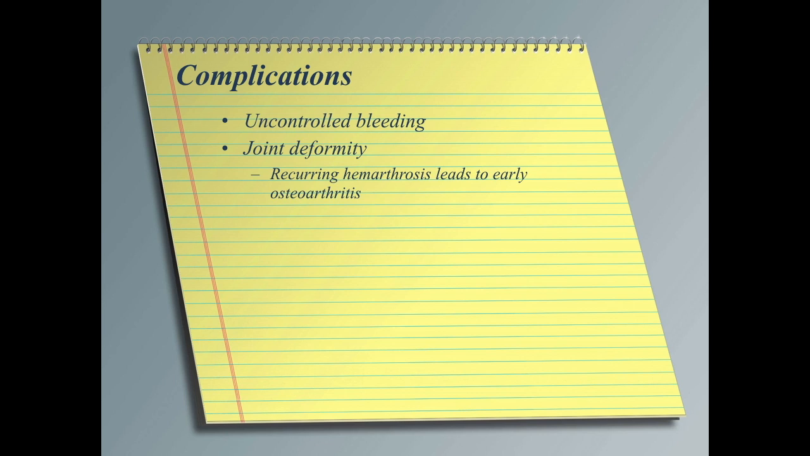And the complications of hemophilia in the long run is uncontrolled bleeding. They can also develop a sensitivity to the intrinsic factors that cause the factors to actually work when administered, and then they have uncontrolled bleeding. And then have a permanent joint deformity because of recurring hemarthrosis, and then they have osteoarthritis at a very early age. And this ends hemophilia.